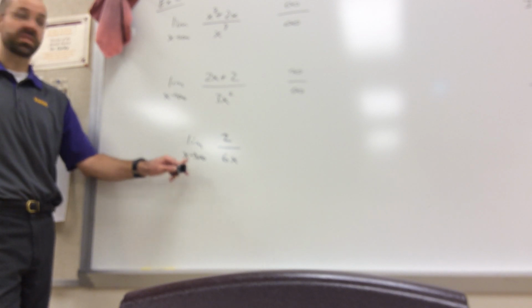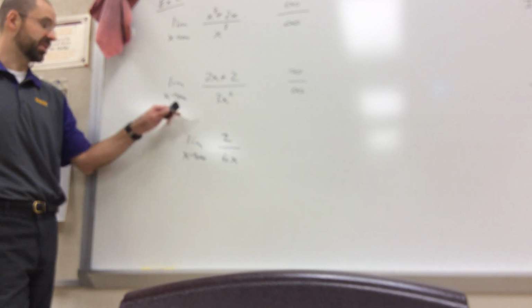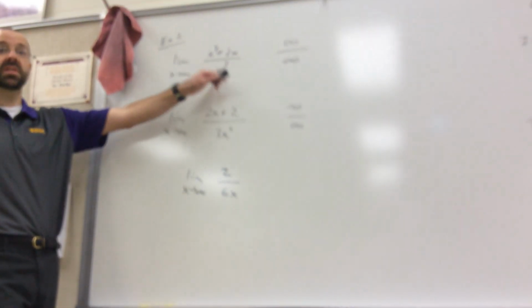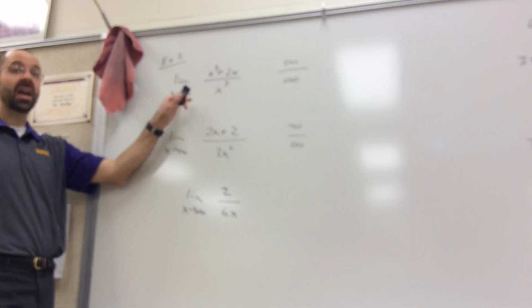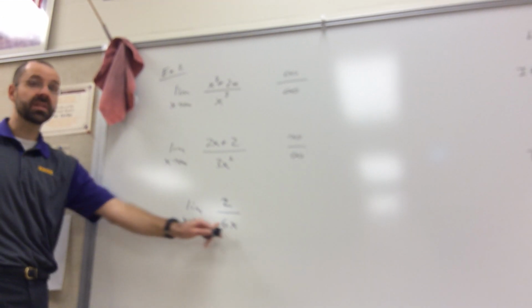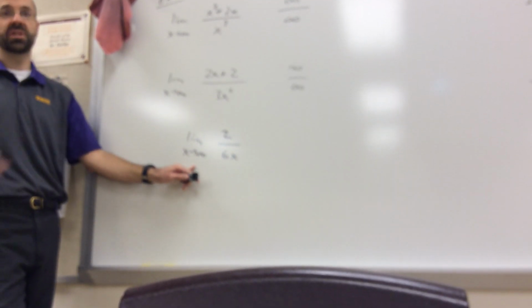And L'Hopital's rule says that the limit of this mess is going to be the same as the limit of this mess, which is the same as the limit of this mess. So instead of calculating the limit of this mess, we can do the limit of this mess, and we should get the same answer. That's what the rule says.